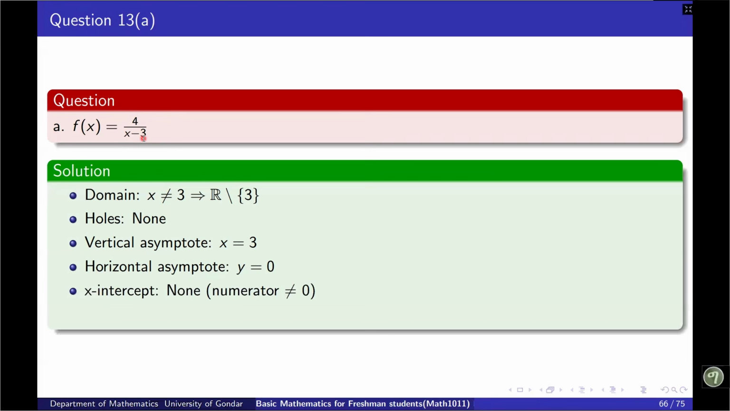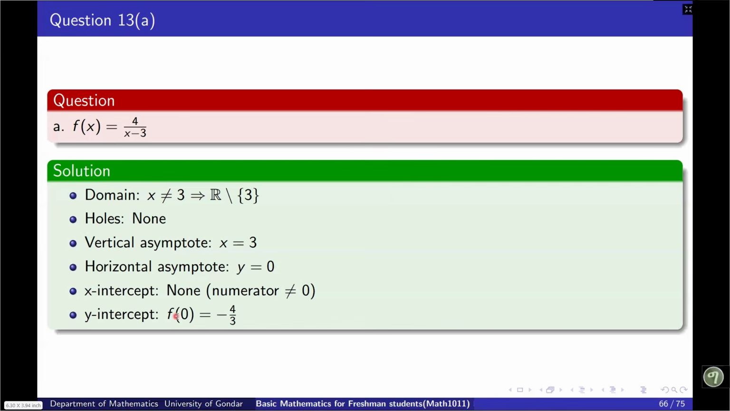Therefore, there is no x-intercept, because whenever f of x is equal to 0, we have a false statement, that 0 is equal to 4. Therefore, the graph can never intersect the x-axis, because the x-axis, that is the horizontal axis y equal to 0, is already the horizontal asymptote.